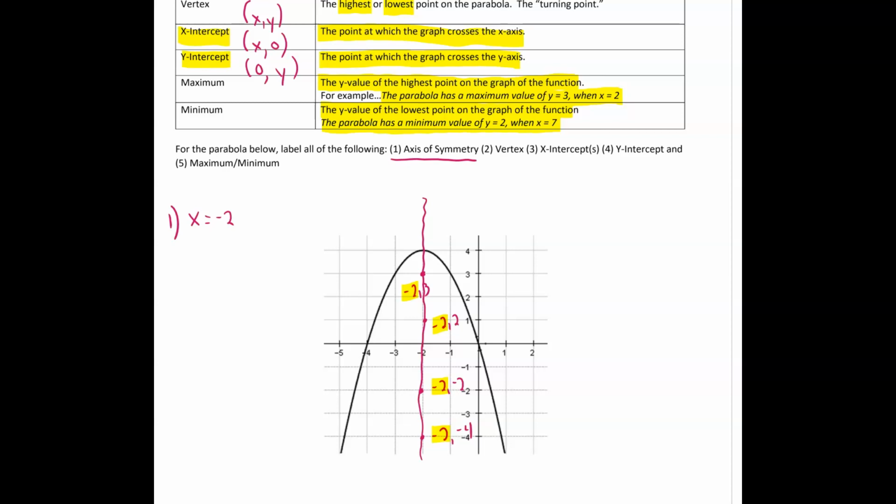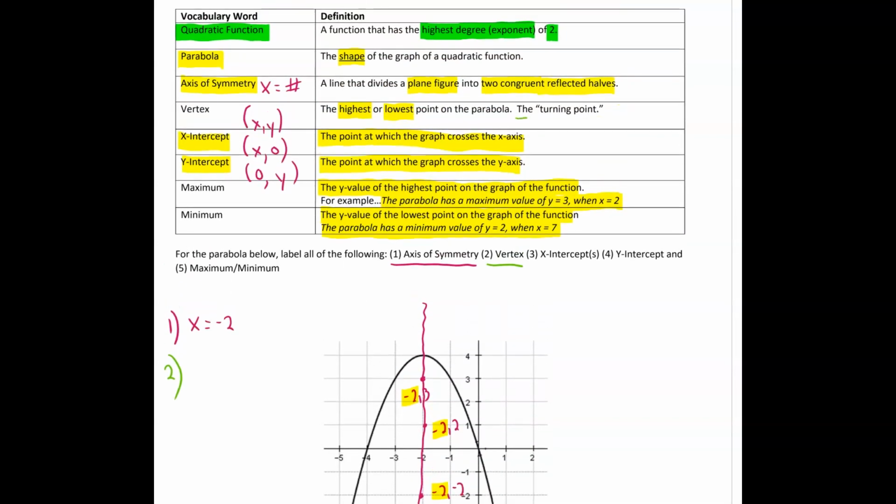The next thing we're going to talk about is the vertex. The vertex, again, is kind of like the turning point mentioned up here.